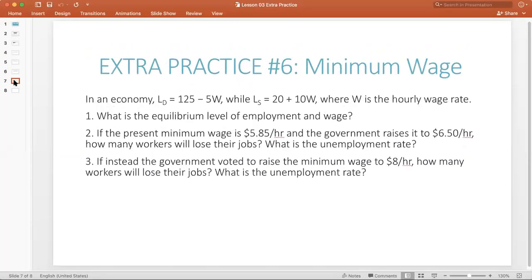So I think we're on the last question, which is about minimum wage. In an economy, labor demand equals 125 minus 5W, while labor supply is 20 plus 10W, where W is the hourly wage rate. Once again, what is the equilibrium level of employment and wage? From last week and what we've done this week, everybody should hopefully be pros at this now, but I'm still going to write everything out. Labor demand equals 125 minus 5W. And labor supply equals 20 plus 10W.